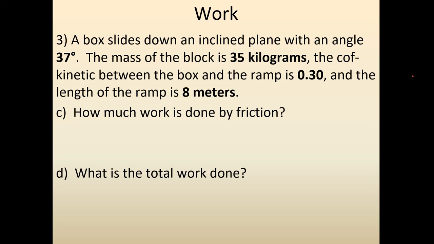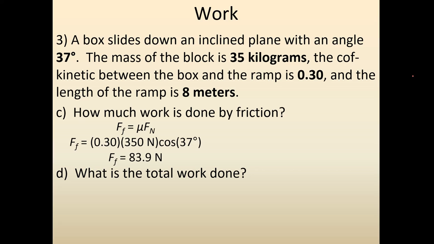Now, to find the work being done by friction, I need to find the frictional force. So it's going to be mu Fn. Remember, for an inclined plane, the normal force is not equal to the force of gravity, but it's going to be equal to the perpendicular component of the gravity, which is Fg cosine theta. So I do 0.3 times the perpendicular force, and I end up getting about 84 newtons.